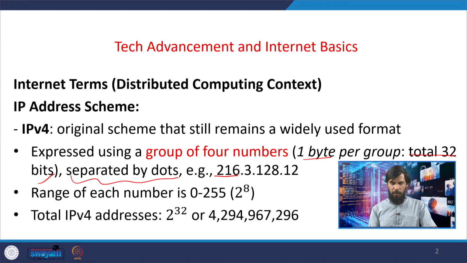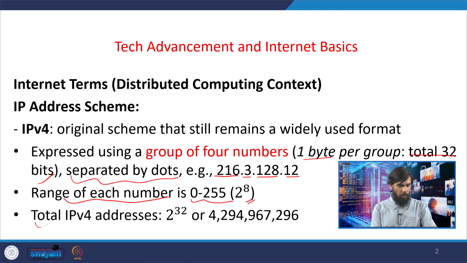One example is here, you can see these are the 4 numbers separated by dots, right, and 1 byte per group. So, therefore, there are 4 bytes, and therefore, there are a total of 32 bits, and so the range of each number, because there is 1 byte for each number, is 2 to the power 8, that is 0 to 255. So, essentially this is how the addressing happens.